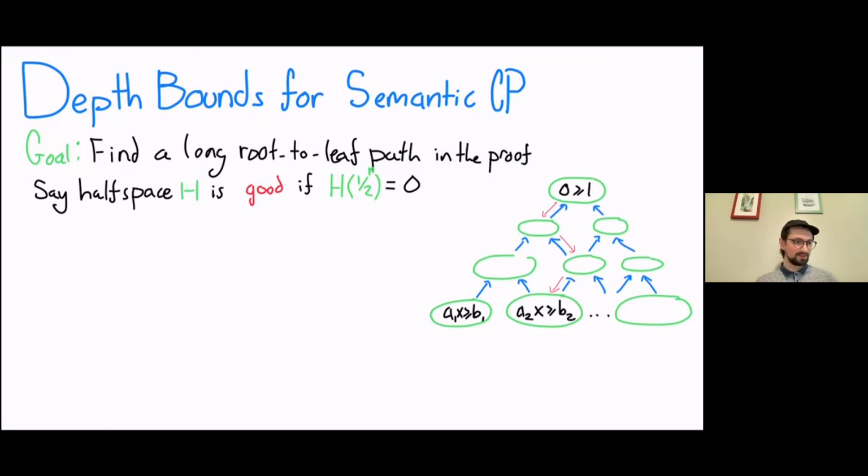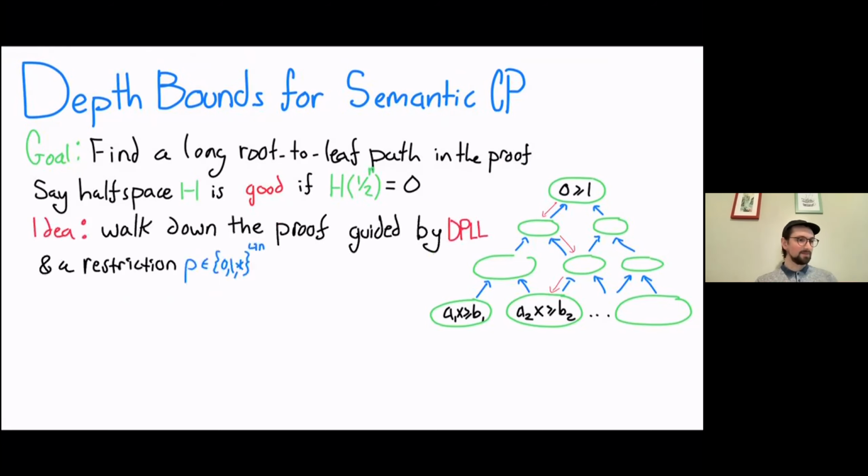So this is sort of technical for right now, but this is kind of an idea that we used from this Burrish-Oppenheim paper. You should think of that as kind of analogous to their criterion. And how our depth lifting theorem is going to work is we're going to start at the root, and we're just going to walk down the proof.